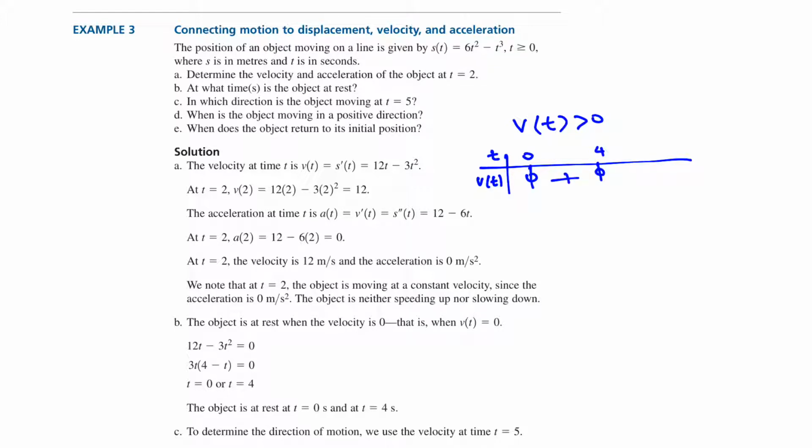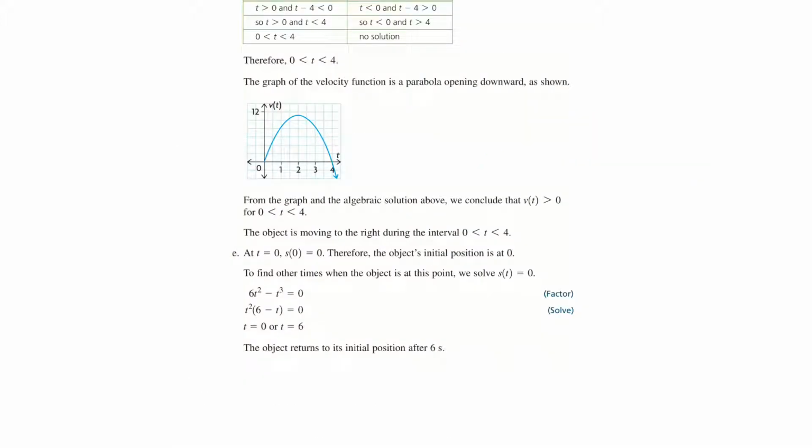Between 0 and 4 it is positive, and after 4 it is negative. This means the object is moving in the positive direction when t is between 0 and 4. In the textbook, draw the graph of velocity-time, which is a parabola downward. Between 0 and 4, velocity is positive. That means the object is moving to the right. Either using the graphing method or the interval chart, we get the same answer.